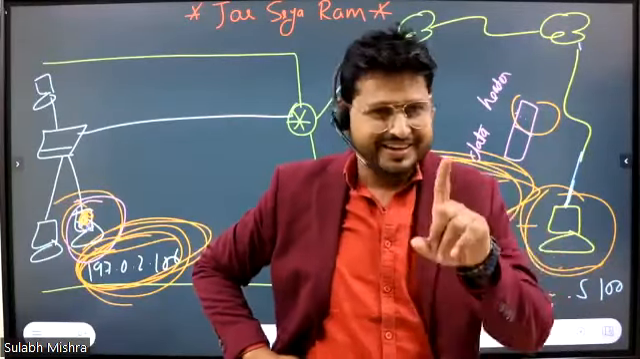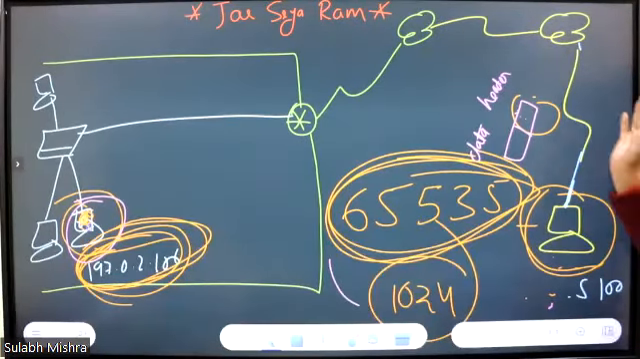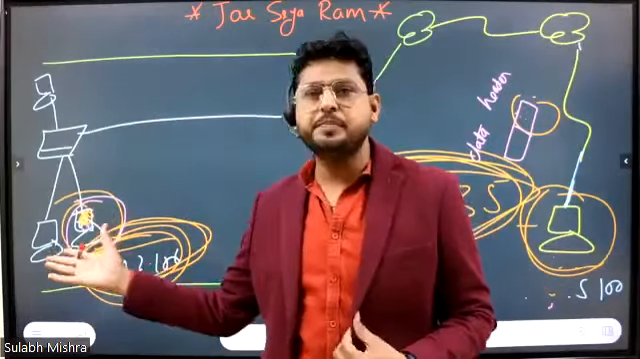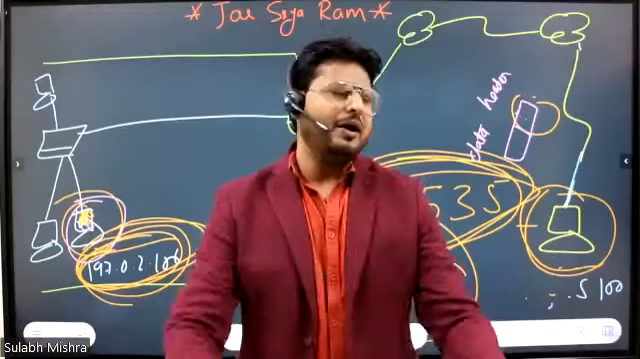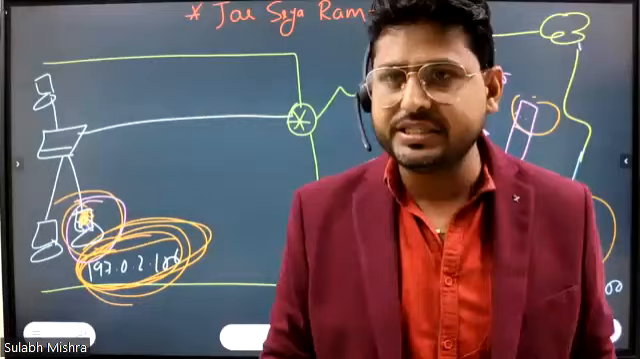Understand? So that means your header will contain source information and destination information: source IP, source port, destination IP and destination port, etc. Along with that, some other information such as session ID and some other extra information.